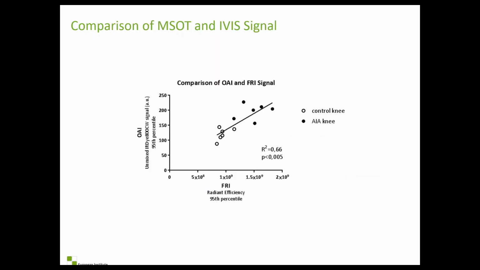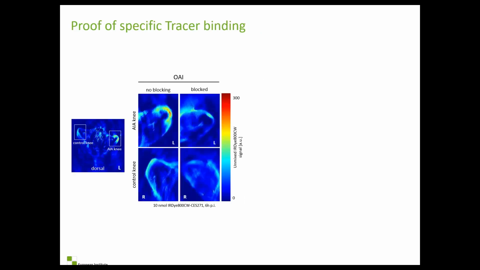There's also a correlation of the optical and the optoacoustic imaging. Of course, this correlation is not perfect because we compare a 2D and a 3D method, but clearly we can see that the control knee has a lower signal and a higher signal in both modalities in the inflamed arthritic knee.